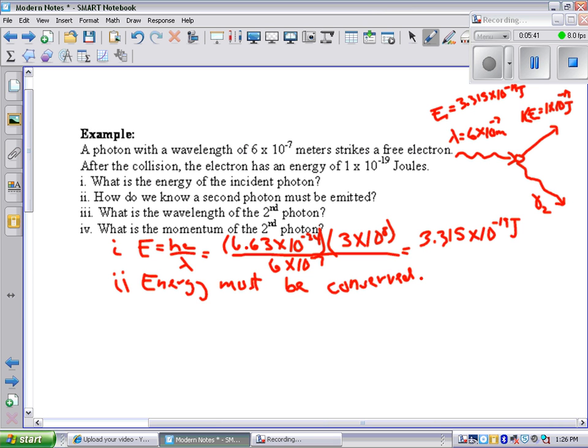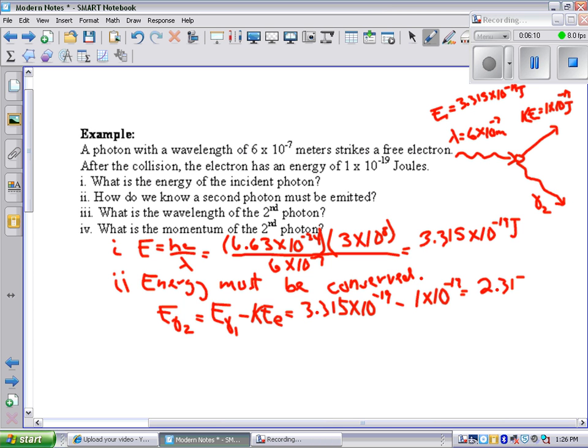Okay, now let's find its energy, right? So if energy is conserved, the energy of the second photon is going to equal the energy that the original photon had minus whatever it gave to the electron, so minus the kinetic energy of the electron. So it's 3.315 times 10 to the minus 19th minus 1 times 10 to the minus 19th, and that's going to give me a value of 2.315 times 10 to the minus 19th joules. So that's the energy of this second one.